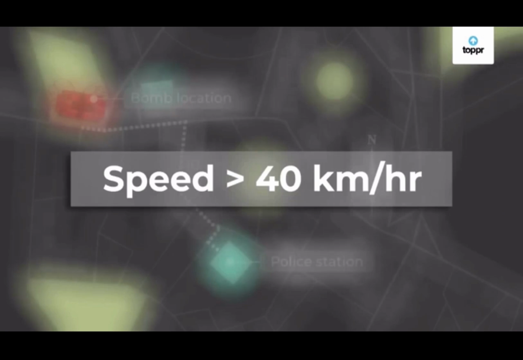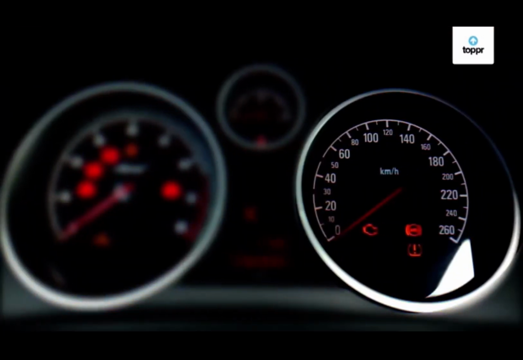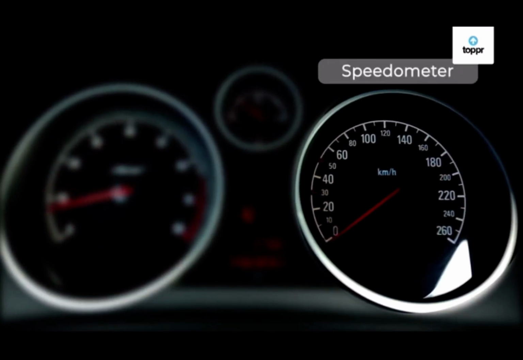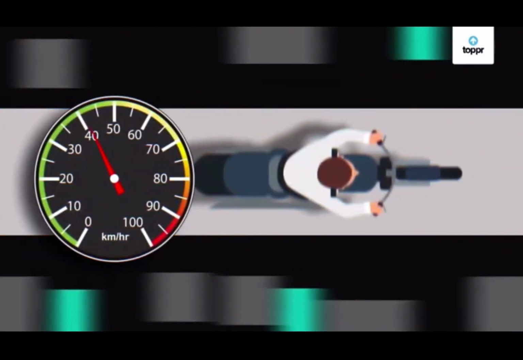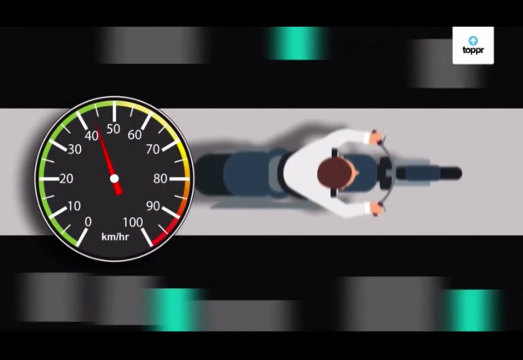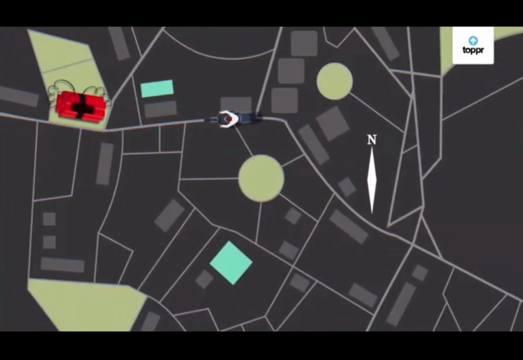Okay, have you ever noticed this device in any bike or car? This is called a speedometer and it is used in vehicles to measure speed. Usually, a speedometer uses kilometers per hour as a unit to measure speed. So you can check your speed in the speedometer to keep it over 40 kilometers per hour. And now you can confidently say that you will reach in time to save everyone.